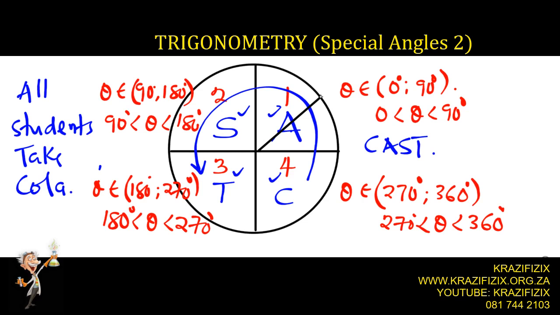So whichever way, the main thing you need to remember is that in the first quadrant, where my angle is there, all are positive. In the second, only sine is positive. In the third, only tan is positive. And in the fourth, only cos is positive.